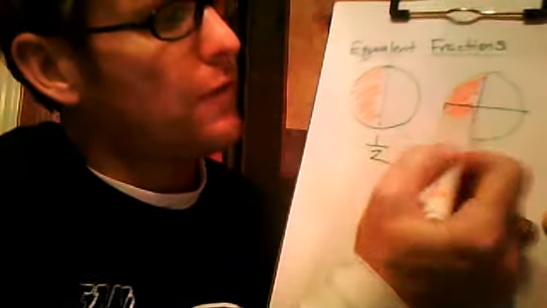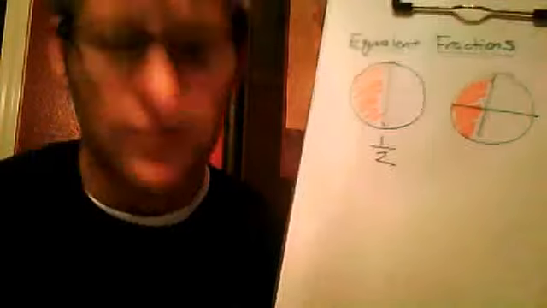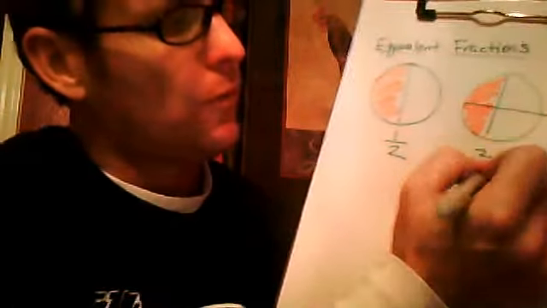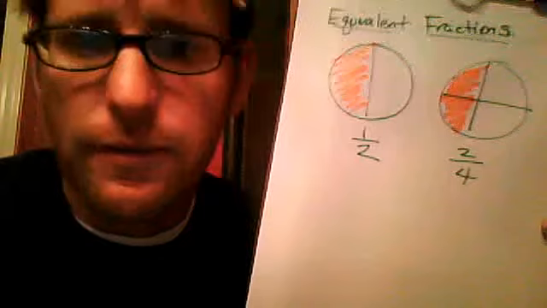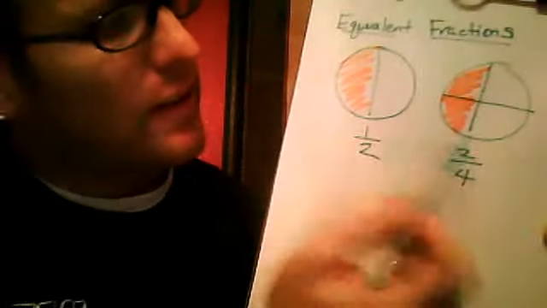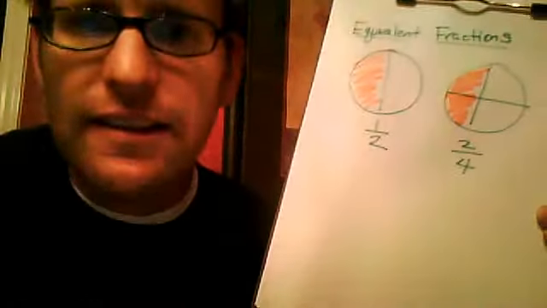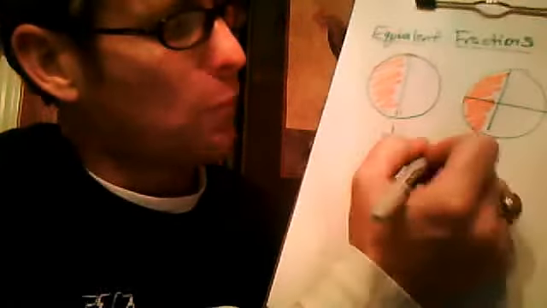Now, let's say I ate 2 of these 4 pieces of pizza. Well, then that would be eating 2 out of 4 pieces. But now when I look here, I see that these 2 things are exactly the same. So we could say that 1/2 is equal to 2/4.